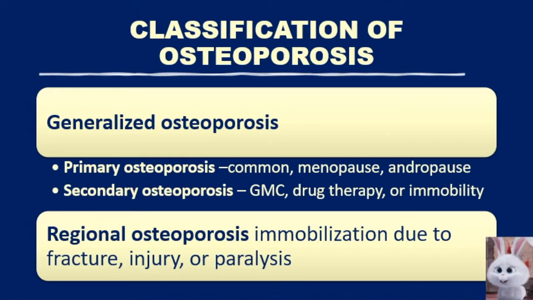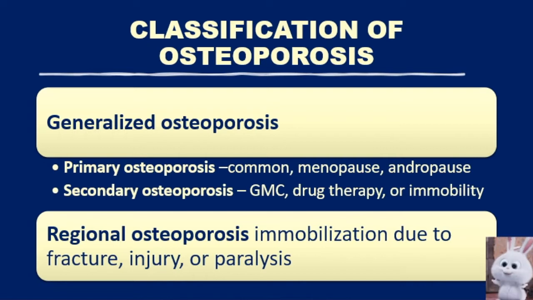So, what are the different classifications of osteoporosis? It could either be generalized or regional. When I say generalized, a lot of structures are affected. When I say regional, as the term implies, this is usually secondary and occurs when a limb is immobilized. So it's related to immobilization. It could be that only the arm is affected, or only the leg. Whereas in generalized osteoporosis, it's throughout the body. A lot of bones will be affected.